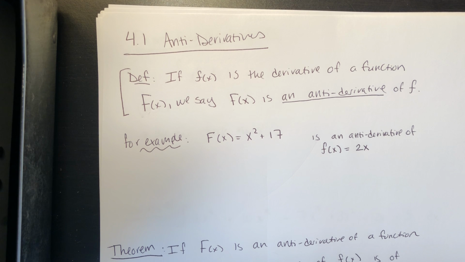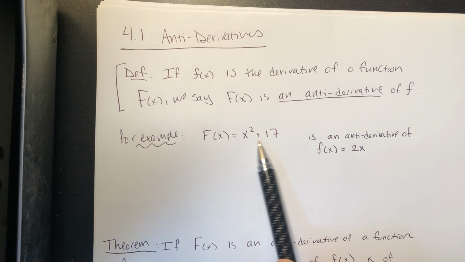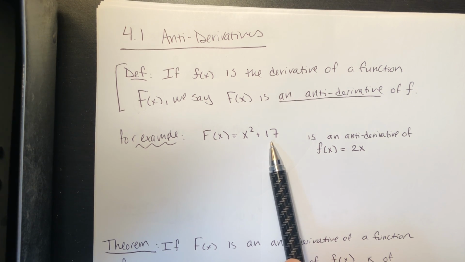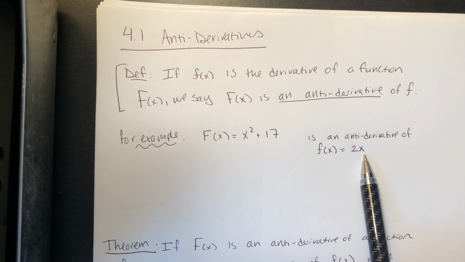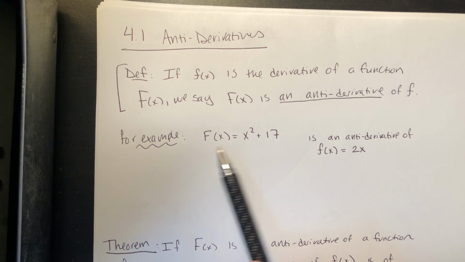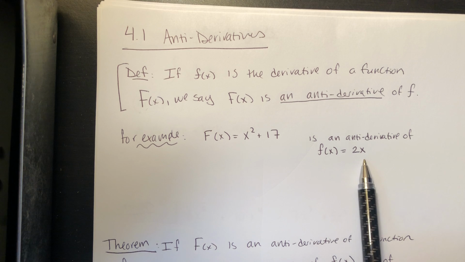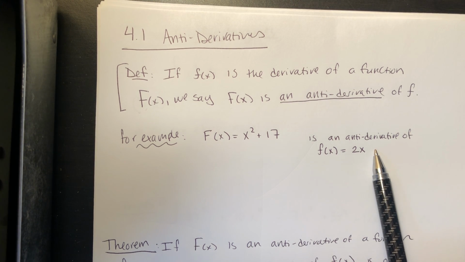Now we have to be careful here because when we were taking derivatives, you get a unique derivative, but when you go backwards and take an antiderivative, you can get a lot of different answers. So for example, the function big F of x equals x squared plus 17 is an antiderivative of the function little f of x equals 2x. I can check that by taking the derivative of this function. What do I get? I get 2x plus nothing. I get 2x. So this big F is indeed an antiderivative of the function 2x.